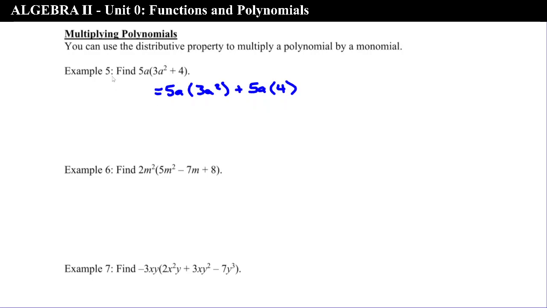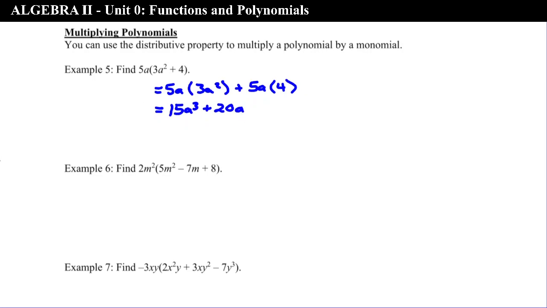So essentially, all I did was take this 5a, multiply it by the first term, and multiply it by the second term. That's all that's happening here. We distributed the 5a amongst the terms inside that polynomial. And then we just simply carry out the operations. 5a times 3a squared is 15a to the third. And then 5a times 4 is 20a. And that's our answer.